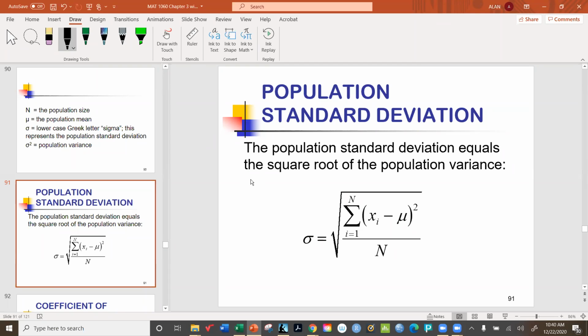Now, the last measure that we want to look at is the so-called coefficient of variation. And luckily for us, it is simply based on existing measures that we already know.